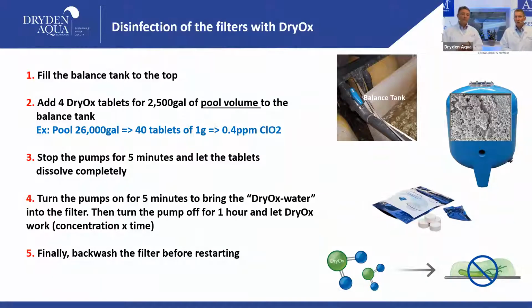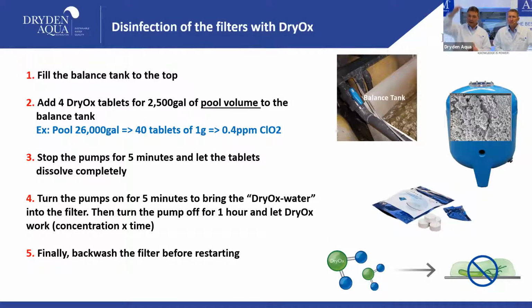Okay. So then you let the tablets dissolve for a few minutes, and then you turn on your pump for a few minutes. We talk about the pipe to the balance tank, but in the balance tank, all of this must be dissolved. Then I would leave it for maybe 10 minutes so that the biofilm on the balance tank is gone. Then we still have a high concentration. Turn on the pumps for 5, maybe 6, 7 minutes.